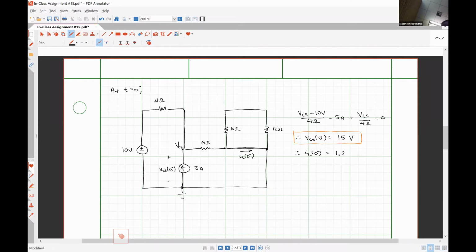My pen thingy will work. 1.25. Oh my goodness. Work, dummy. 1.25 amperes. Does anybody have any issues with that analysis? All right, nobody's speaking up, so I feel that we can move forward.